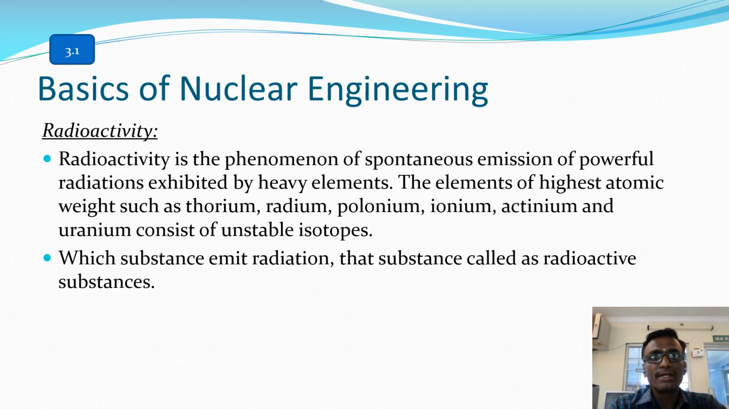Radioactivity. When you take the nuclear material into consideration, the first thing to be considered is the parameter called radioactivity. This radioactivity is the phenomenon of the spontaneous emission of powerful radiations exhibited by the heavy elements. The elements of the highest atomic number, such as thorium, radium, polonium, ionium, actinium and uranium, consist of unstable isotopes.